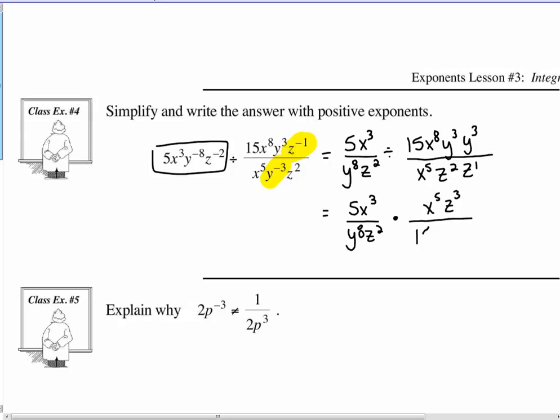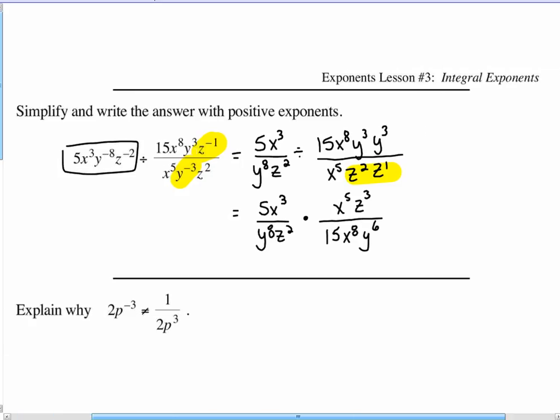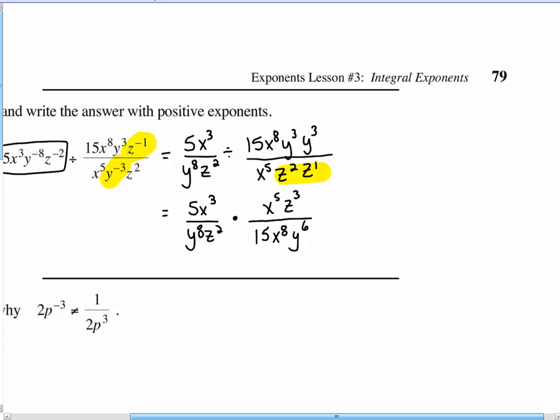And here, 15 x to the 8, we can write this instead as y to the 6. Because I took these two z's, z squared and z, and made it z cubed. Okay? All right, when you multiply fractions, what do you do?